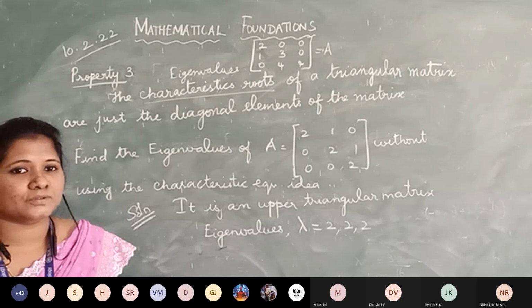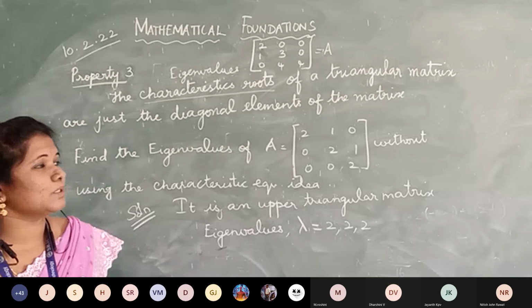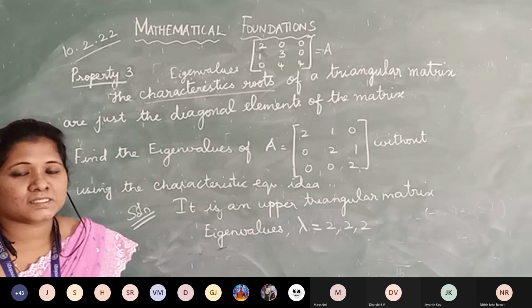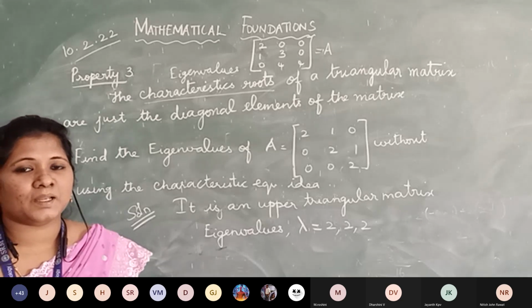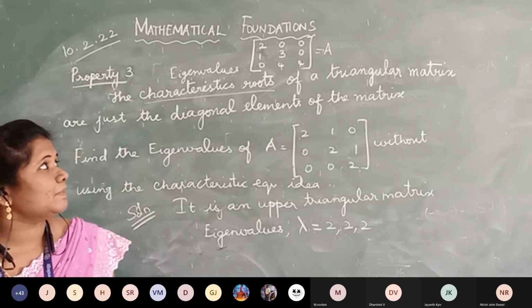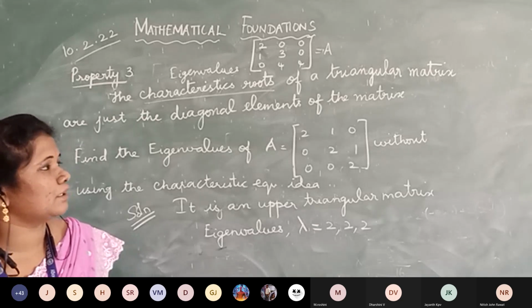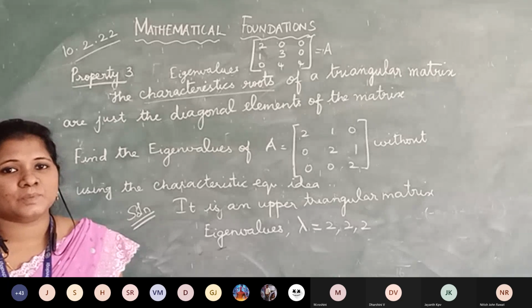The eigenvalues will be 2, 3, and 4 because it is a lower triangular matrix. Since it's a triangular matrix, how can you find the eigenvalues? That is nothing but the elements in the diagonal. So here, the elements are 2, 3, and 4. So your lambda values will be 2, 3, 4.